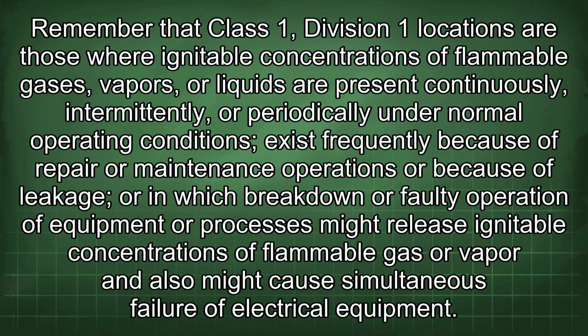Remember that Class 1, Division 1 locations are those where ignitable concentrations of flammable gases, vapors, or liquids are present continuously, intermittently, or periodically under normal operating conditions, exist frequently because of repair or maintenance operations or because of leakage, or in which breakdown or faulty operation of equipment or processes might release ignitable concentrations of flammable gas or vapor and also might cause simultaneous failure of electrical equipment.